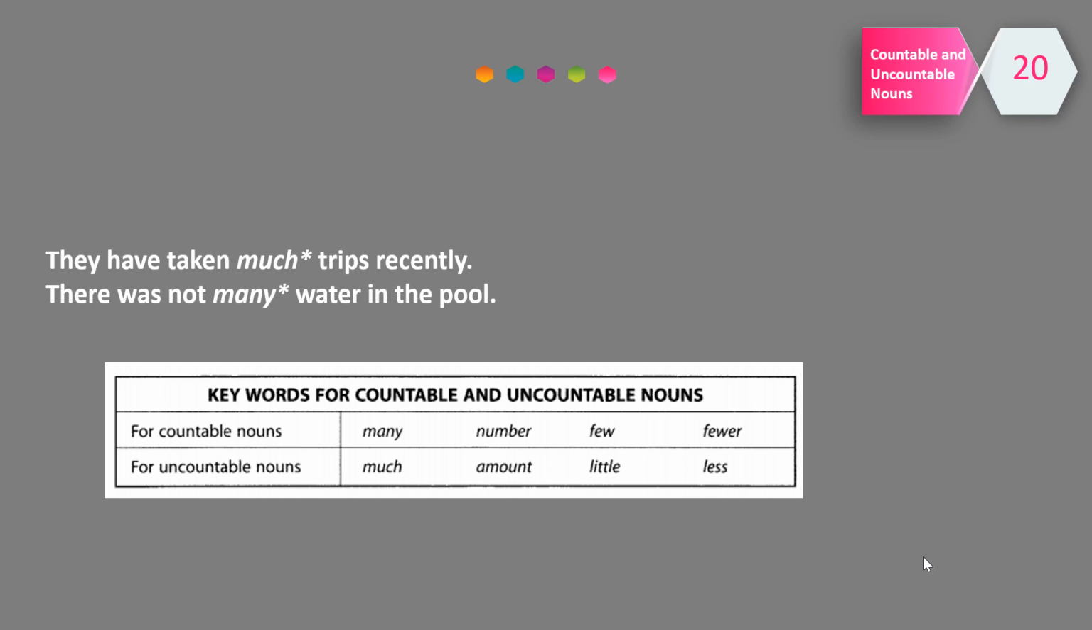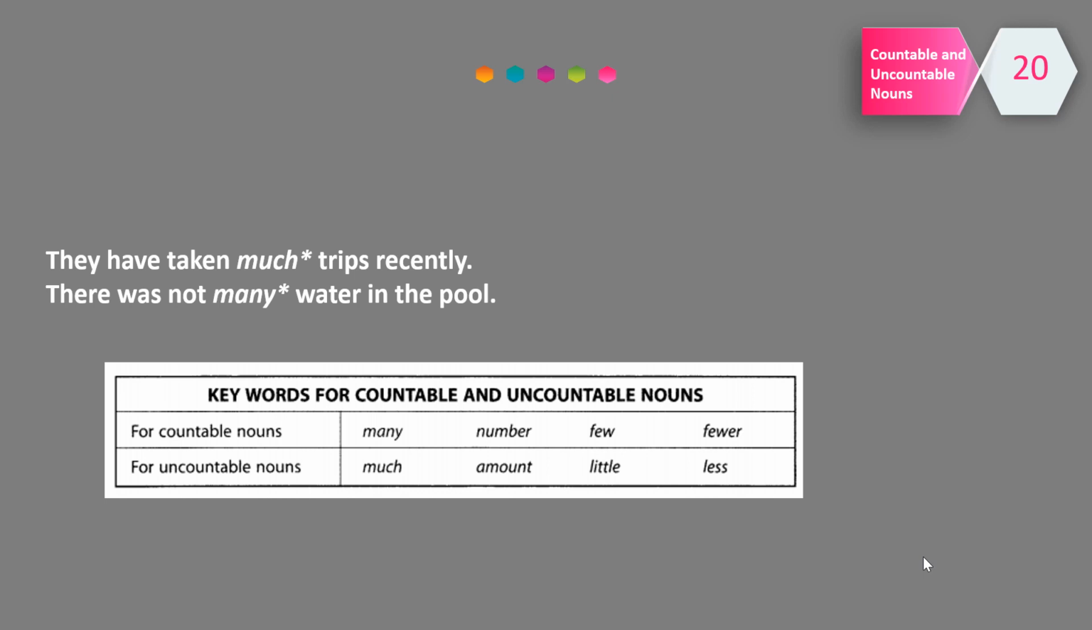For the first example, much is for uncountable nouns. But in this sentence, much is followed by a countable noun. That's why we can find an error in this sentence, that is much. So much must be many, not much, because much must be followed by an uncountable noun.